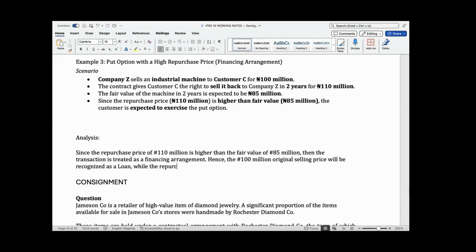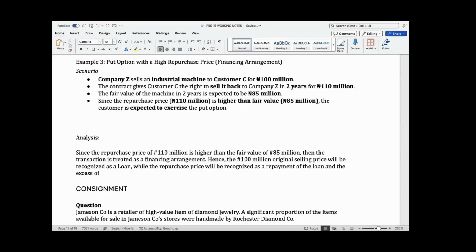While the purchase price will be recognized as what? Payment of the loan, and the excess of 10 million over the original selling price will be recognized as interest expense. Okay, and that's all.